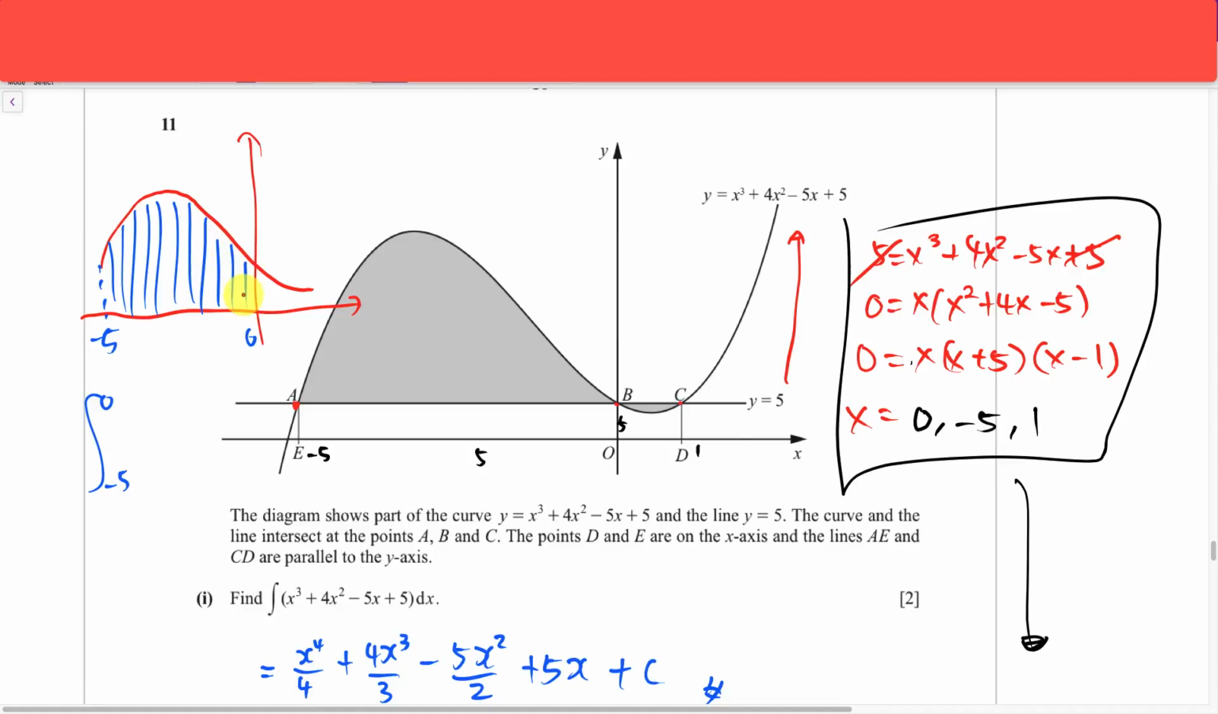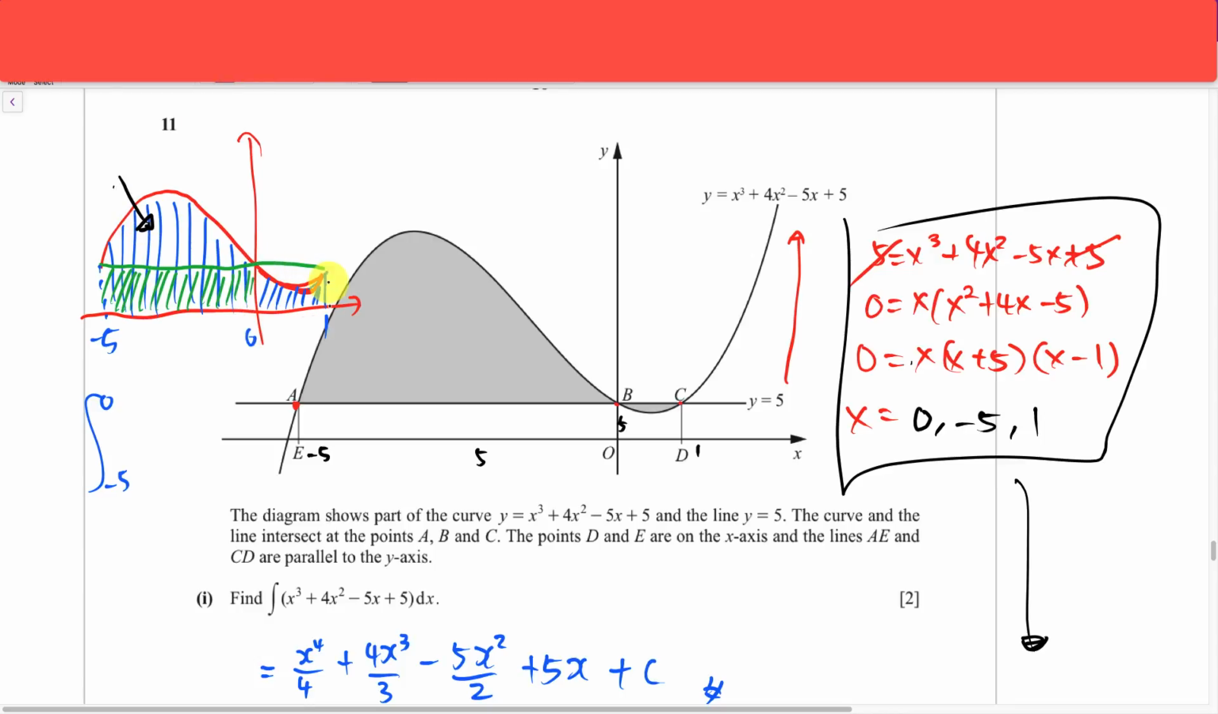At the same time, if you integrate from 0 to 1 here, you will get the whole area from 0 to 1. But then you realize this is not the area we want, because we actually cut this one out. So for the first part, if you integrate from -5 to 0, you have to minus the area of the rectangle. Then only can you get the part you want, isn't it?